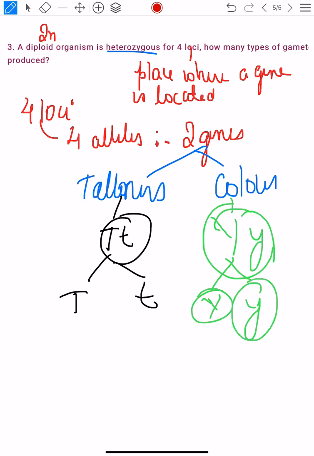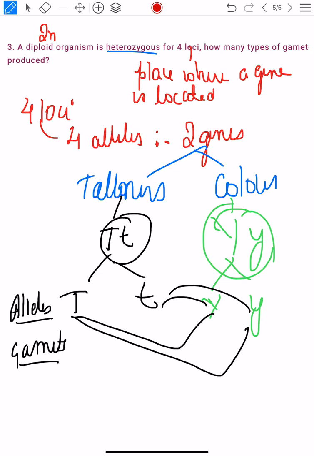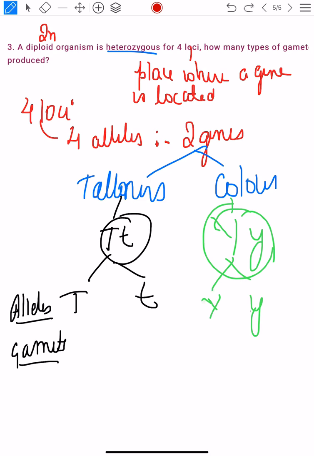Now the question states, what are the gametes produced? So how will we write the gametes? These were the alleles we have got. Going to the gametes, it's a very simple thing. Just crisscross them and find the combinations. Cross this with this, this with this, and so on. Once you do all these crisscrosses, you would find that capital T can group with capital Y, so it can be capital T, capital Y. Capital T can group with small y, so it can be capital T, small y.